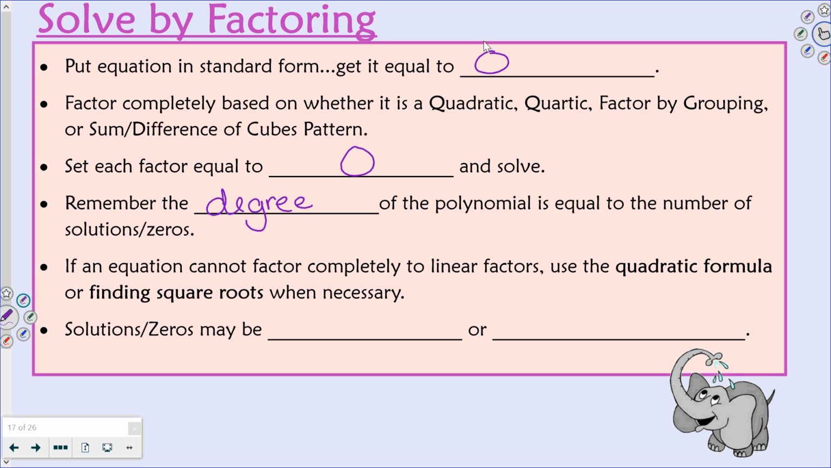Then you're going to have to use either the quadratic formula. That was from Chapter 4. Or finding square root method when necessary. Oh yeah, Chapter 4 comes back again. Solutions or zeros may be real or imaginary.